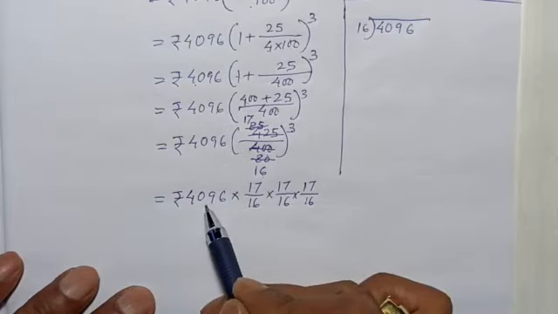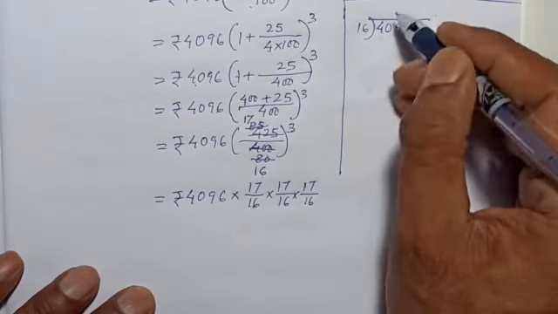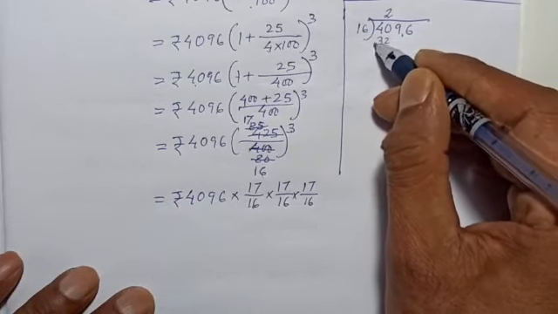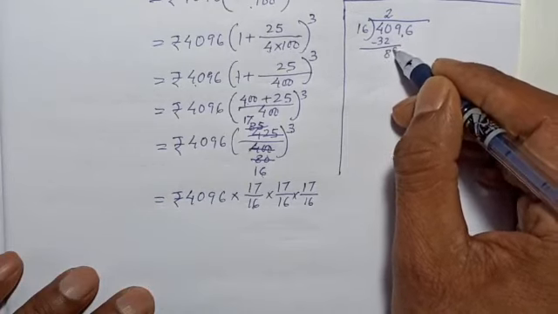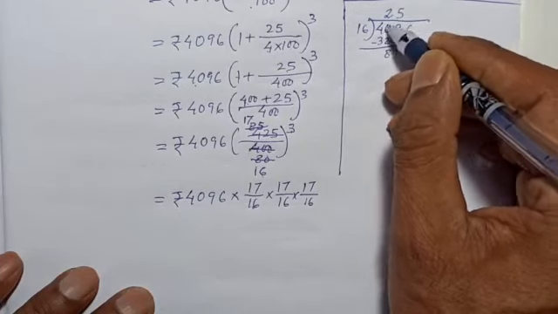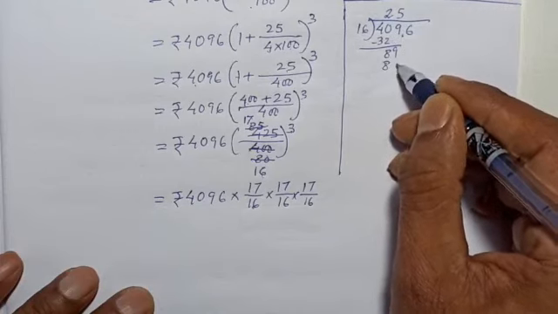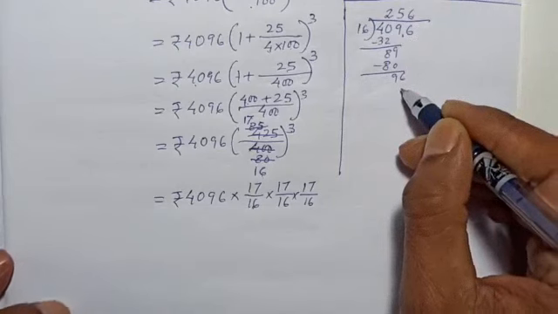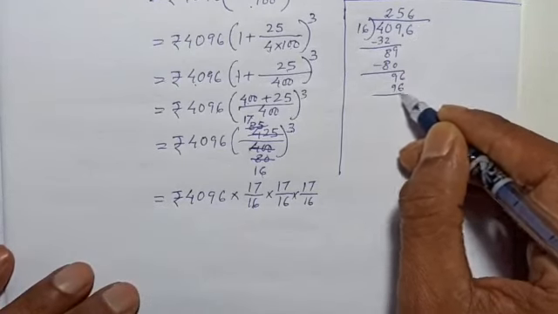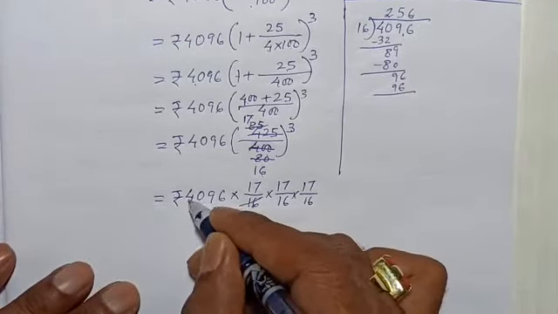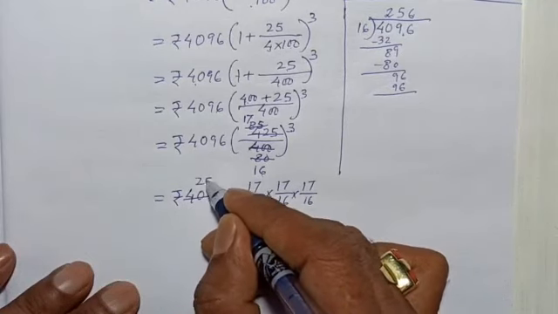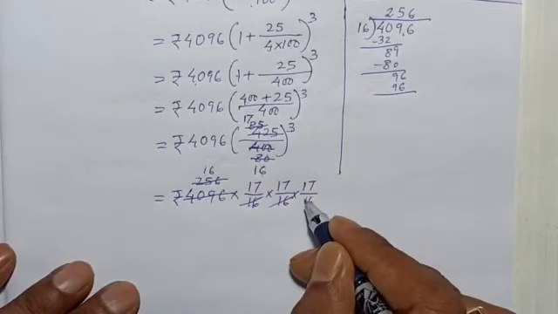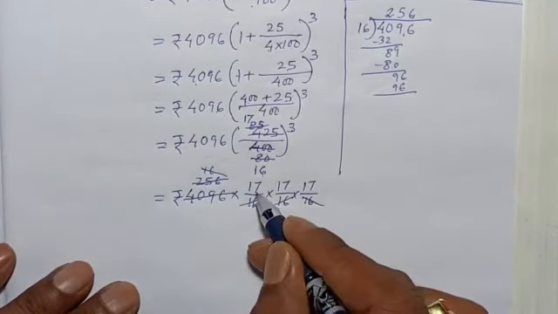Now this 4096, let us divide by 16. 16 2 times is 32. If we subtract, 8, next is 9. 16 5 times is 80. If we subtract, 9 and 6, now 6 times. 6 6 are 36, 96. We are getting 256. Divide this by 16 again, we are getting 16. This 16 and this 16 are cancelled. Now 17 into 17 into 17.